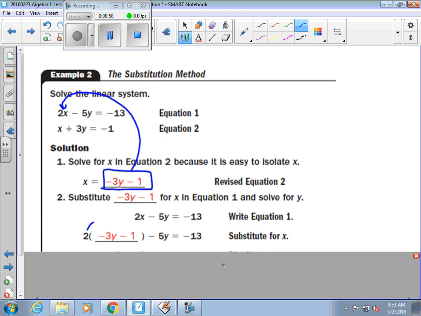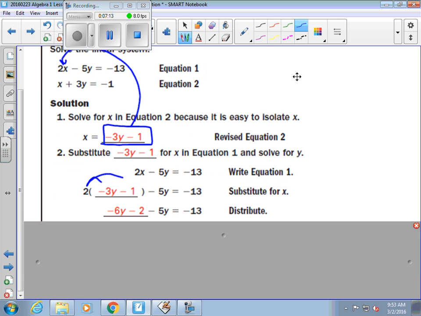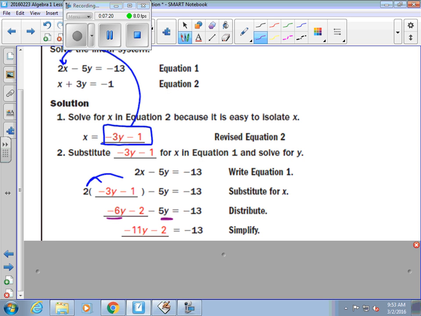We know to distribute, 2 times negative 3y is negative 6y. 2 times negative 1 is minus 2. So negative 6y minus 2 minus 5y equals negative 13. Combine your like terms next. Combine negative 6y and negative 5y to get negative 11y minus 2 is equal to negative 13.